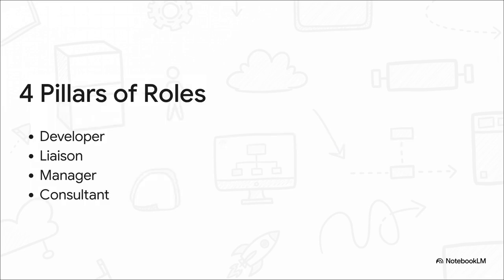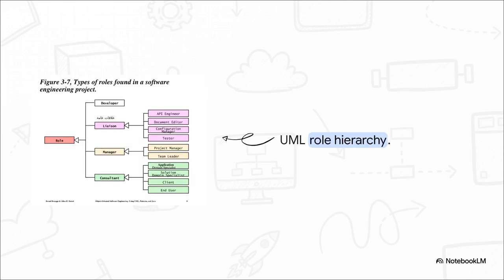The crucial takeaway here is that to make either structure work, you absolutely need clearly defined roles. In the software industry, the list of job titles is basically endless, right? Scrum Master, Lead Architect, QA Analyst. But if we distill them all down, they essentially rest on 4 foundational pillars: the developer, the liaison, the manager, and the consultant. Let's look at how this builds visually. Here's a UML taxonomy mapping out that hierarchy of roles. You can see our 4 core pillars branching directly off the main role concept.